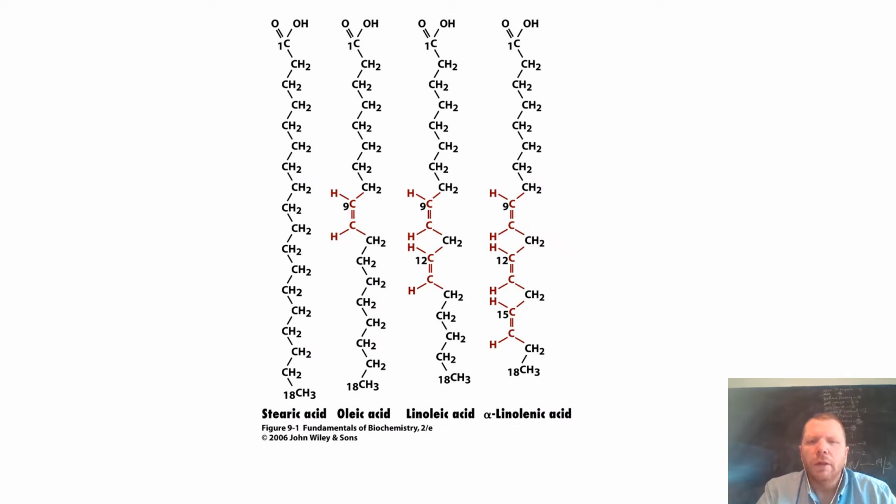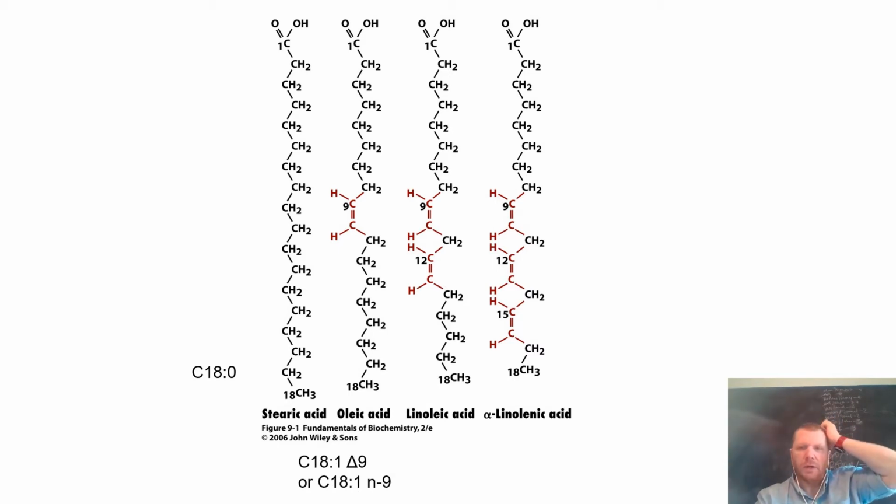Okay, so the next thing that I want to get into is that nomenclature. We've already talked about the omega system, but now I want to talk about this delta system. This delta system is another way in which you can extract some information about double bonds. Now, these are all 18 carbon long fatty acids. These are the same stearic acid, oleic, linoleic, and alpha-linolenic fatty acids.